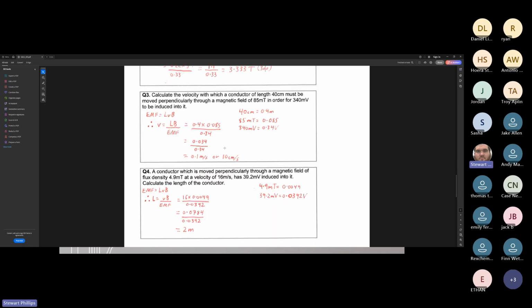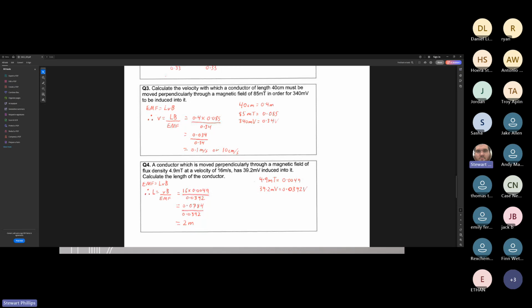Cool. Question 3. So we're just changing around with V equals EMF divided by LB, 0.4 times 0.085, or 0.034, divided by 0.34, which gives us 1 meter per second, or we can convert that to 100 centimeters per second.